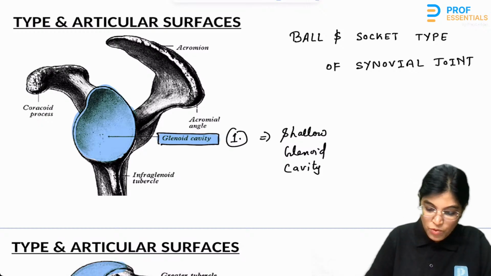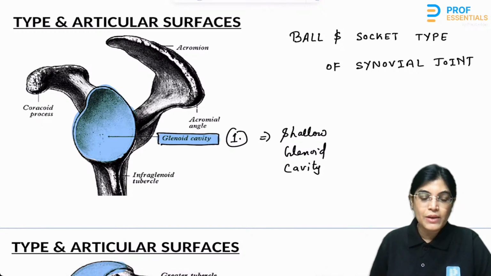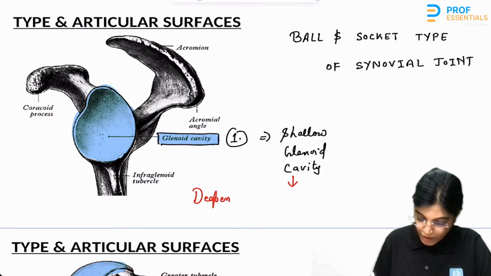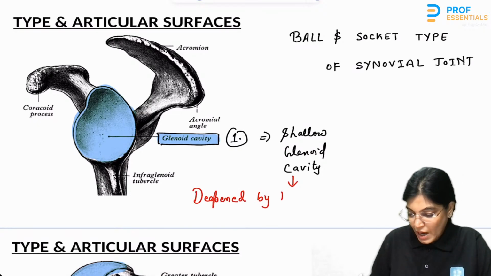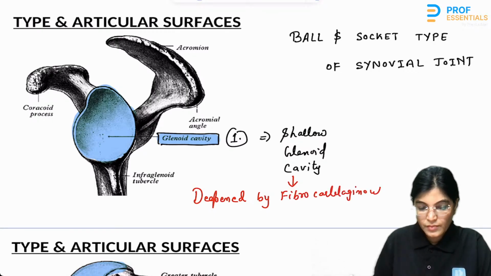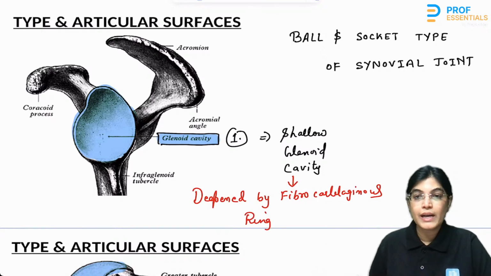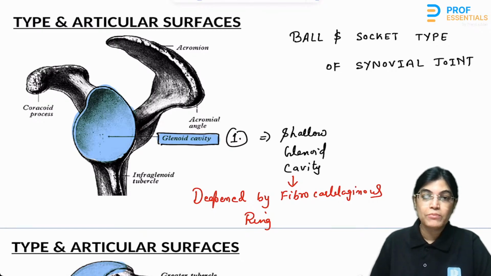One more key point you have to write is that there is a fibrocartilaginous rim. The glenoid cavity is deepened by a fibrocartilaginous ring which is attached to the margins of this glenoid cavity to deepen the glenoid fossa, called the glenoid labrum.